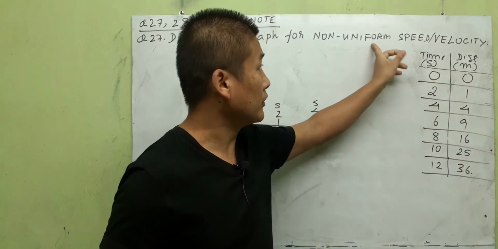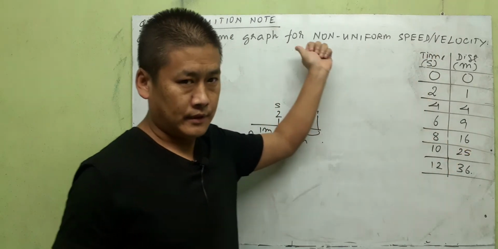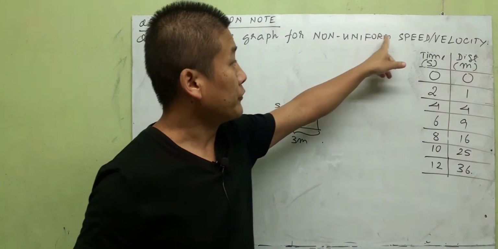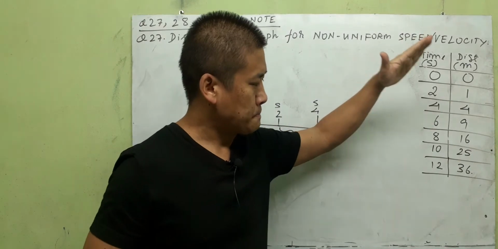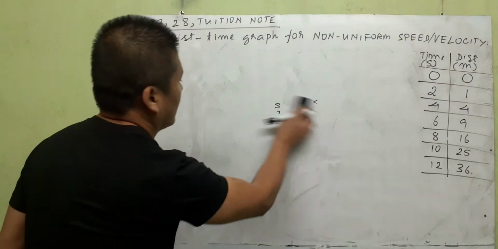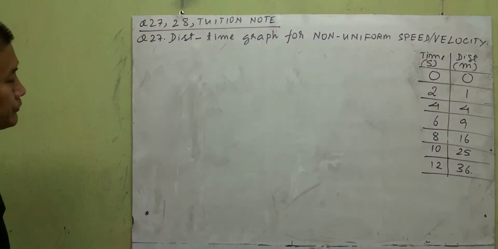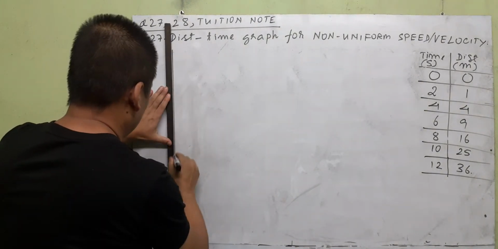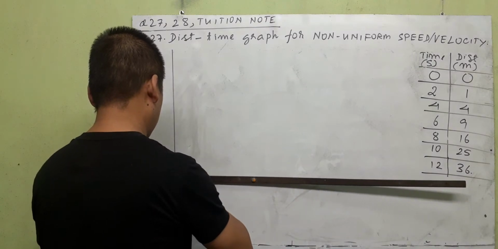So when it is in non-uniform speed or motion like this, what kind of distance-time graph will you get? Yesterday for uniform speed, we got a straight line inclined towards the x-axis. Today, what type will we get? Let us see. So here, draw the y-axis and the x-axis.